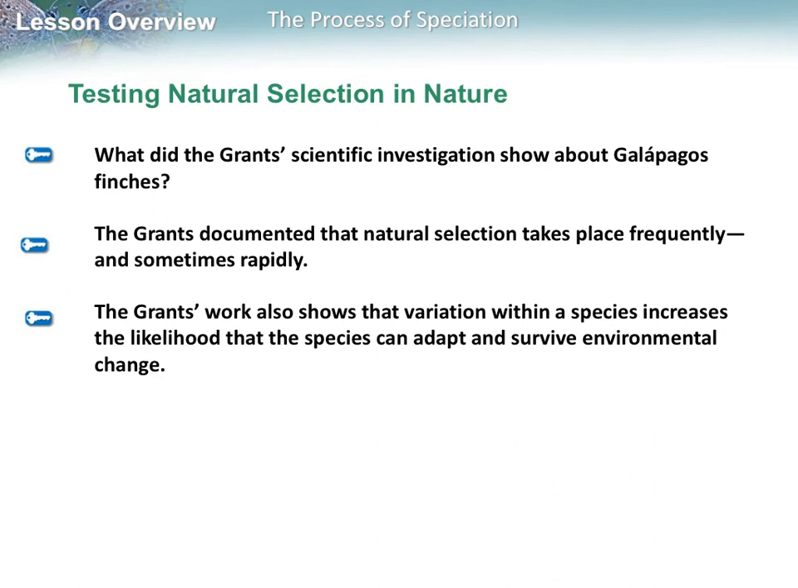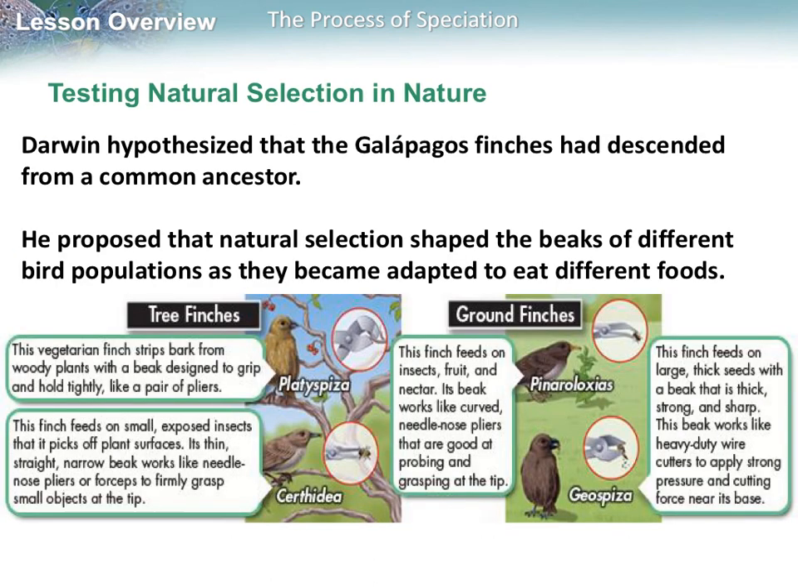In chapter 16, we talk about the Grants and their investigations in the Galapagos Islands, and they showed that natural selection takes place very frequently and sometimes rapidly. And they also show that the variation within a species increases the likelihood that it can adapt and survive environmental change. Darwin hypothesized that the Galapagos finches descended from a common ancestor. He proposed that natural selection shaped the beaks of different bird populations as they became adapted to eat different foods.